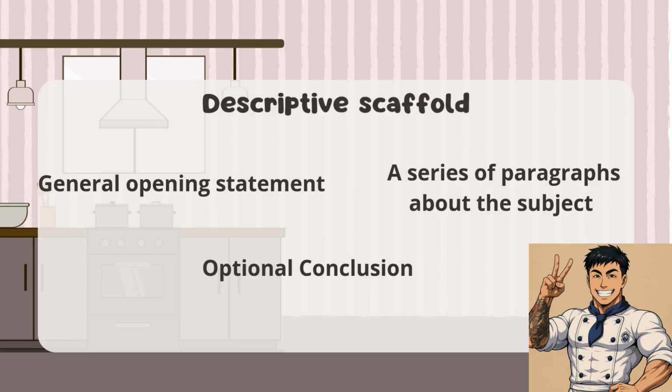First, it begins with a general opening statement to narrow all the details of the article, in this case, or the text. Then we have a series of paragraphs about the subject. In this case, it had many subtitles related to the main theme, which was Japanese cuisine. And then finally we have the conclusion, although the conclusion is not imperative for all descriptive texts, which in this case it didn't have.